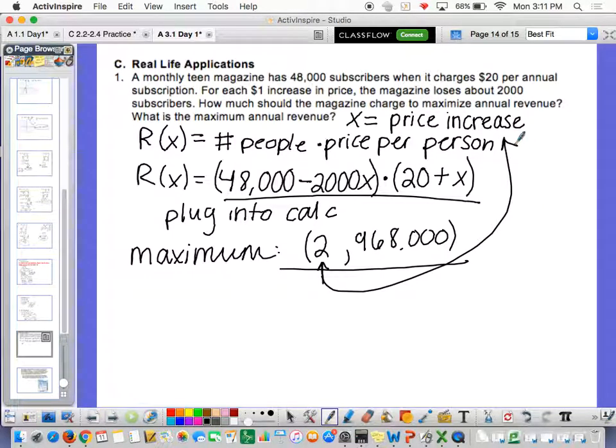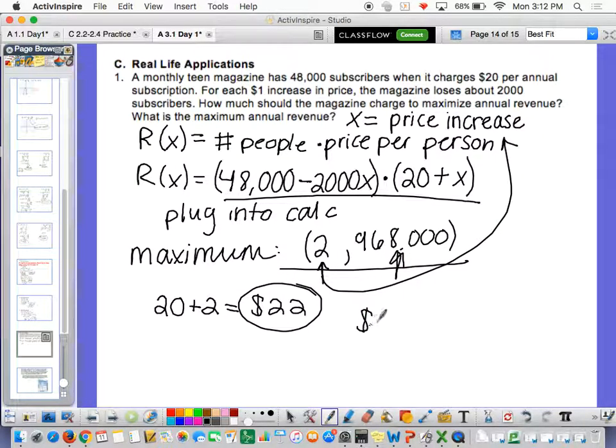So if you want to know how much you should charge, you started with 20 and we want a $2 price increase. That means in order to maximize our revenue, we want to charge people $22. And then it says, what's the maximum revenue? Well, that's just this part right here. Your maximum revenue is then going to be $968,000. I think I said people earlier. I totally meant dollars. It's a lot of money.